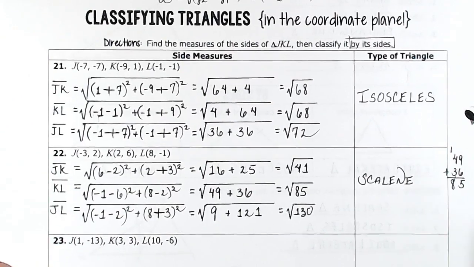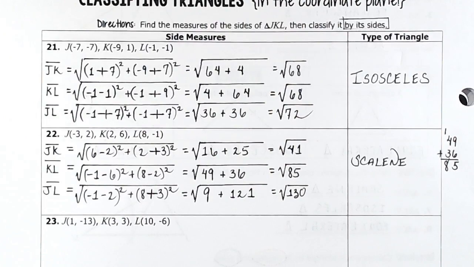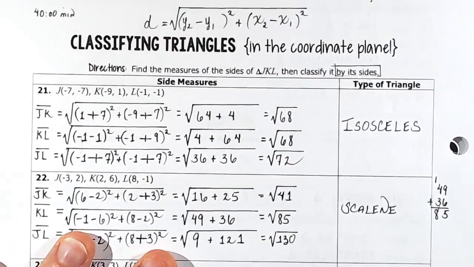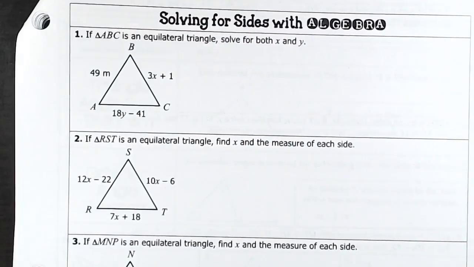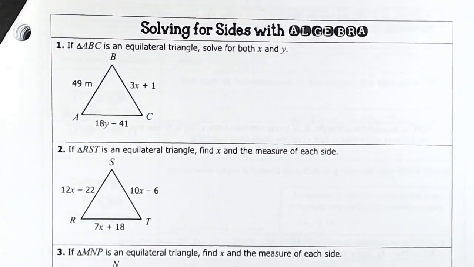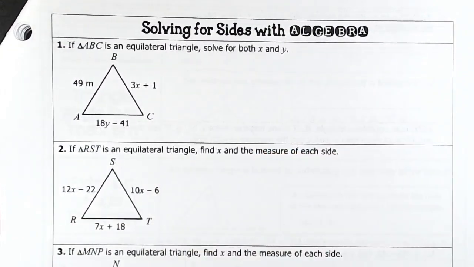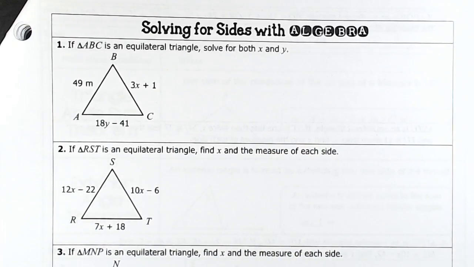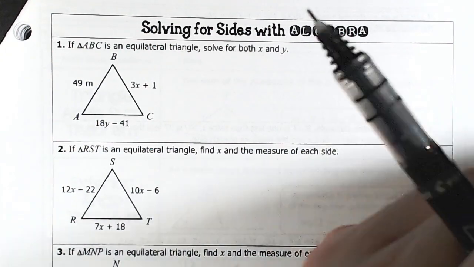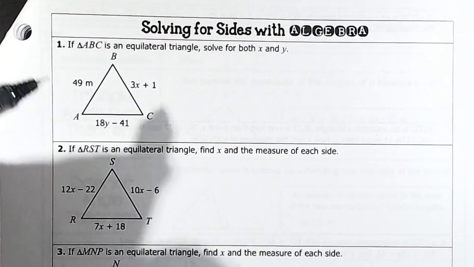So, we won't do numbers 23 and 24 because it's just more of the same thing. If you want to do those, you can. But now let's flip the packet and let's take a look at number 1 on this page, solving for sides with algebra. And I think I misspoke just a moment ago. What you're able to do with what we've learned so far are numbers 1 through 11 on the homework. But numbers 12 through 15 will be covered right here.